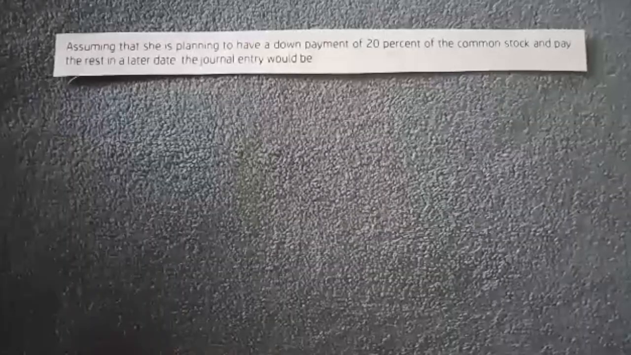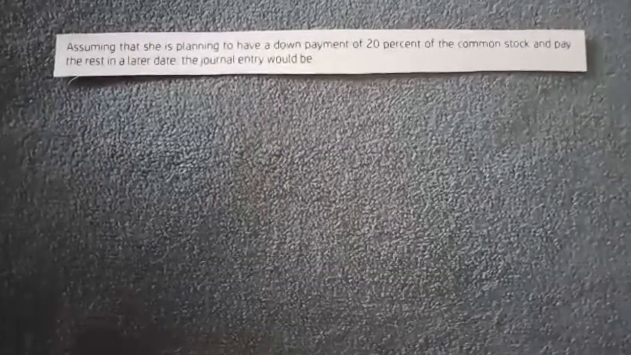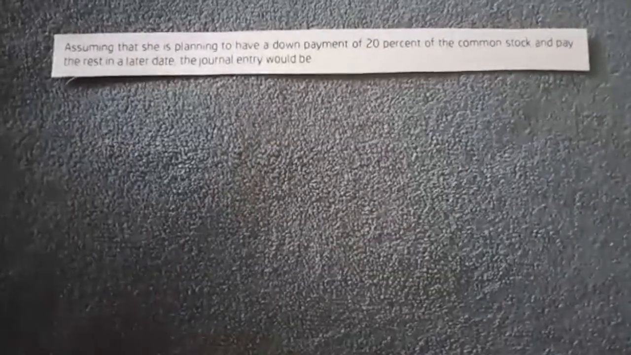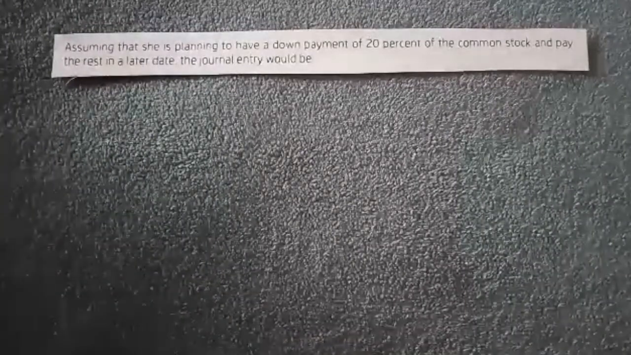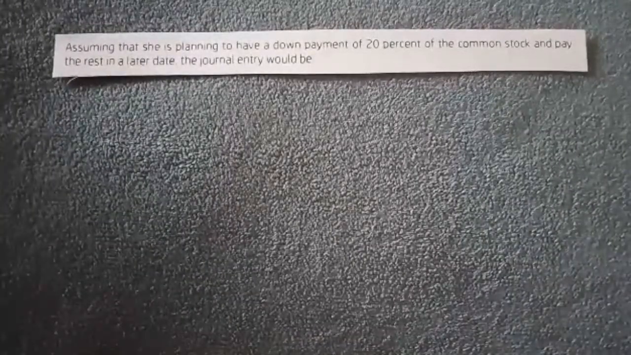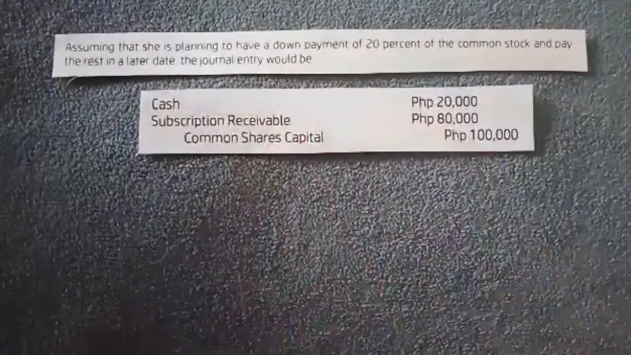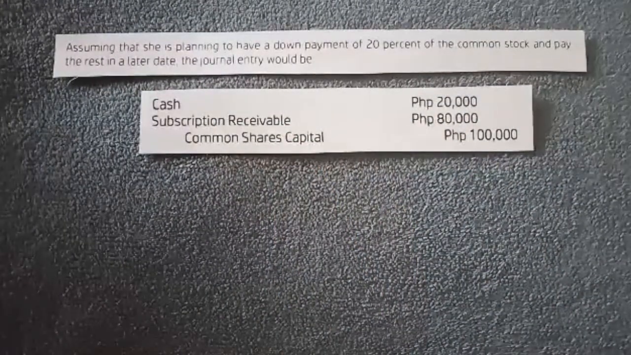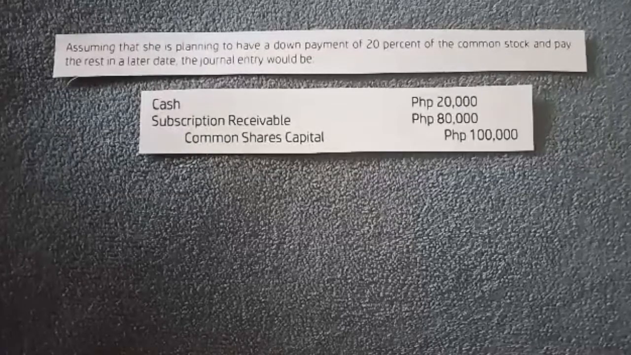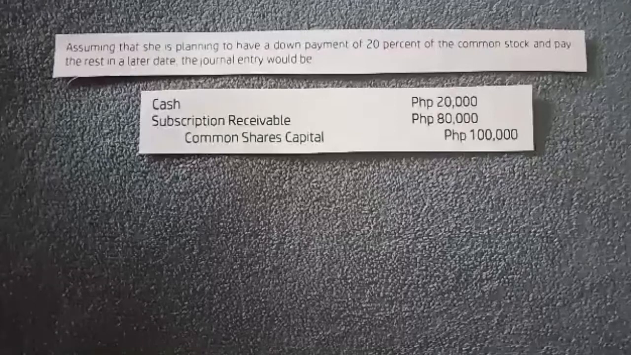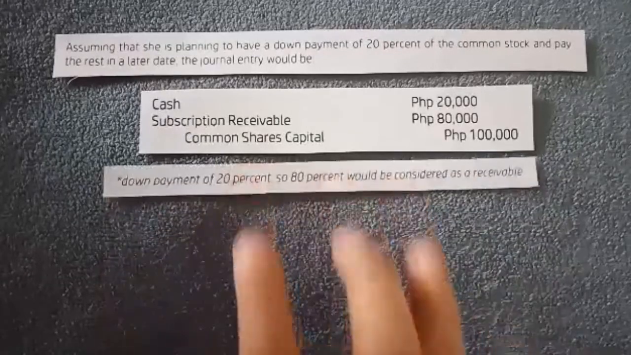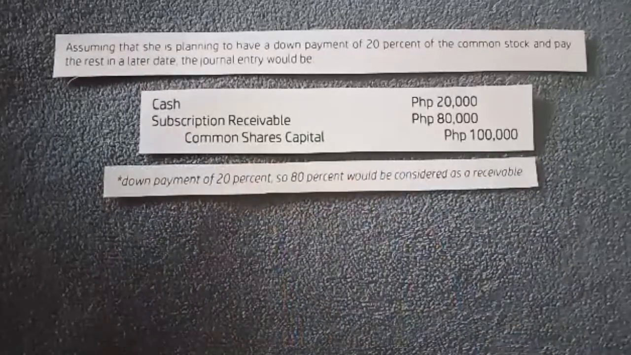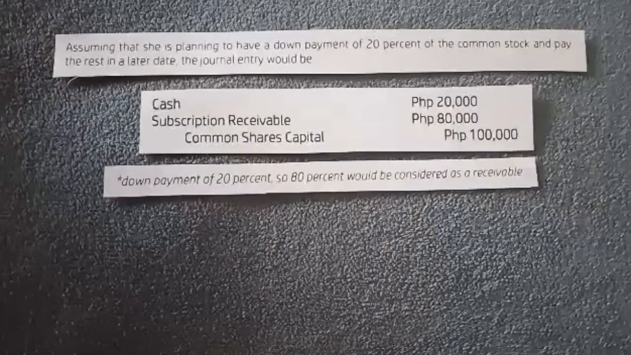Now, let's assume that she is planning to make a down payment of 20% of the common stock and pay the rest at a later date. So the journal entry would be debit cash 20,000, debit subscription receivable 80,000, and credit common share capital 100,000. This is because there is a down payment of 20%, and the rest of the 80% would be considered as a receivable.